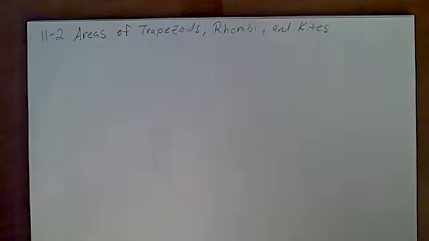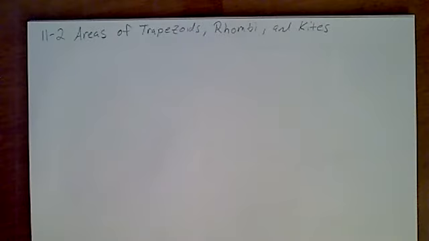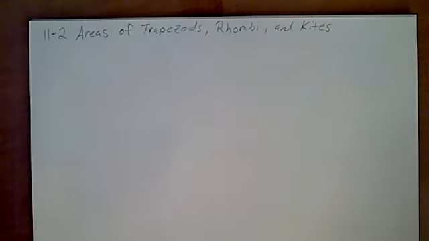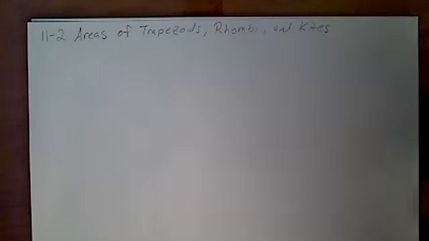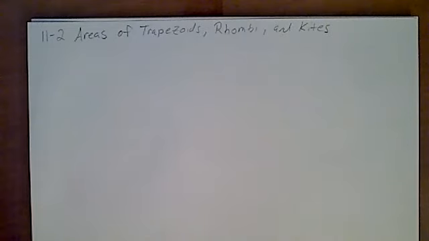All right, today we're looking at 11.2. This is areas of trapezoids, rhombi, and kites. And really all that we're going to need for today is surprisingly 2 formulas, not 3, because the formula for rhombi and kites is actually going to be exactly the same.